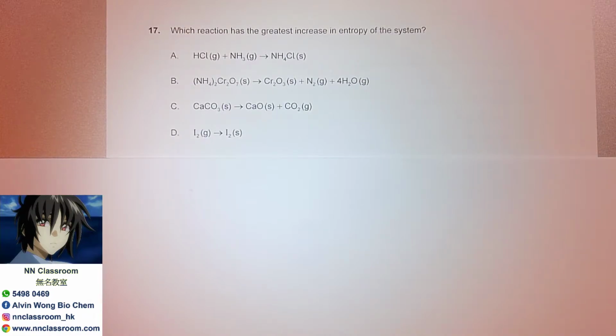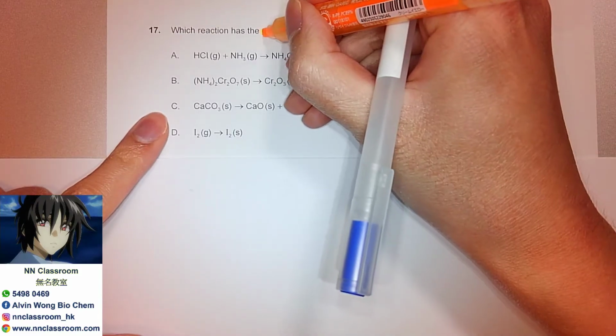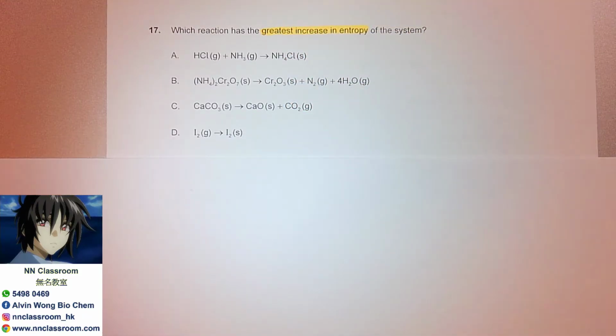Today I'd like to share with you a past paper question from November 2019, time zone 0. Question number 17, relating to topic 15, the high level of energetics, especially concepts about entropy. Which of the reactions below has the greatest increase in entropy? Our target is to find the one with the greatest increase of entropy of the system.